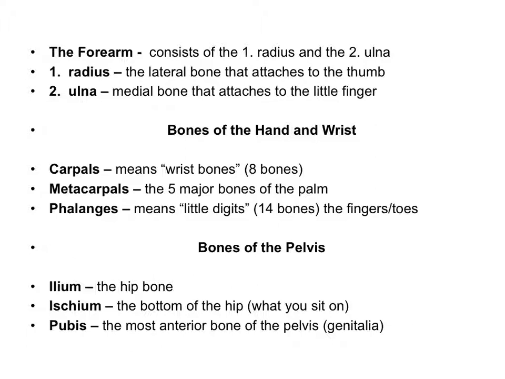The bones of the hand and wrist include the carpals, which are the wrist bones. There's 8 bones. The metacarpals, which are the 5 bones of the palm, and the phalanges, which means little digits, and it's the 14 bones of the fingers and toes.